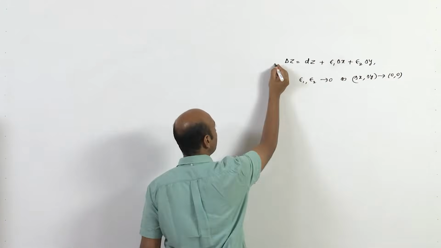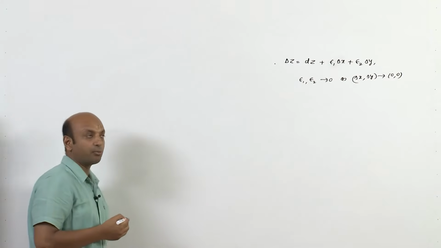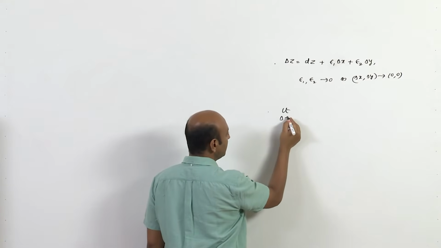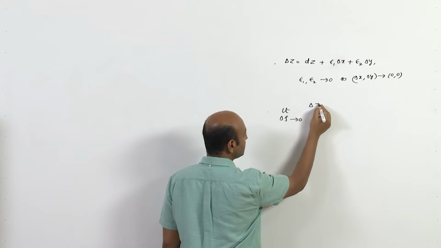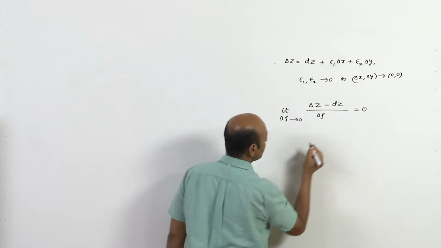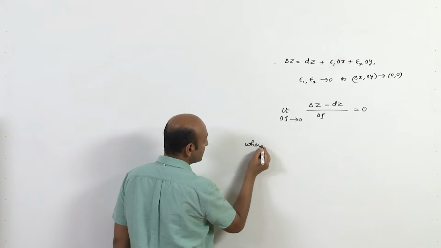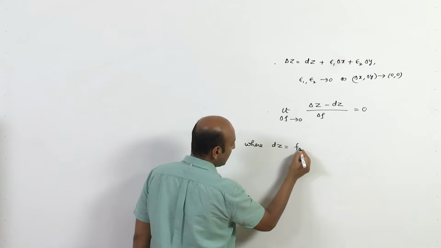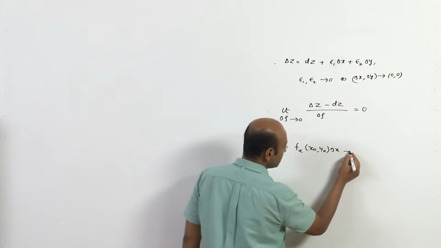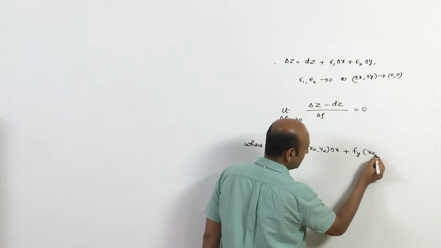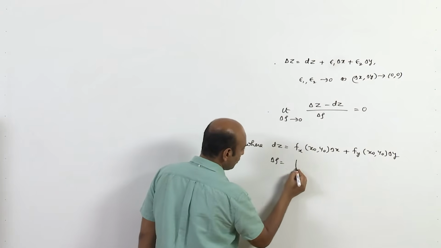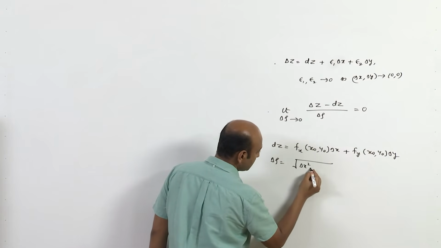So, this is the first way by which we can show that a function is differentiable at a point (x naught, y naught), and the second way is you simply take the limit as delta rho tends to 0 of (delta z minus dz) upon delta rho, which should equal 0. Here, dz is fx at (x naught, y naught) into delta x plus fy at (x naught, y naught) into delta y, and delta rho is the square root of delta x square plus delta y square.